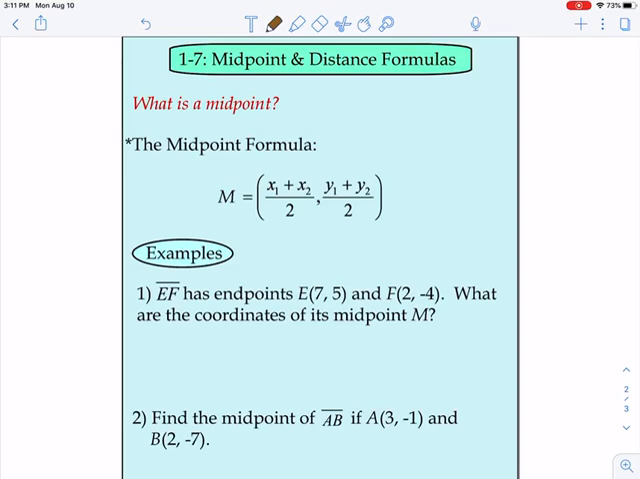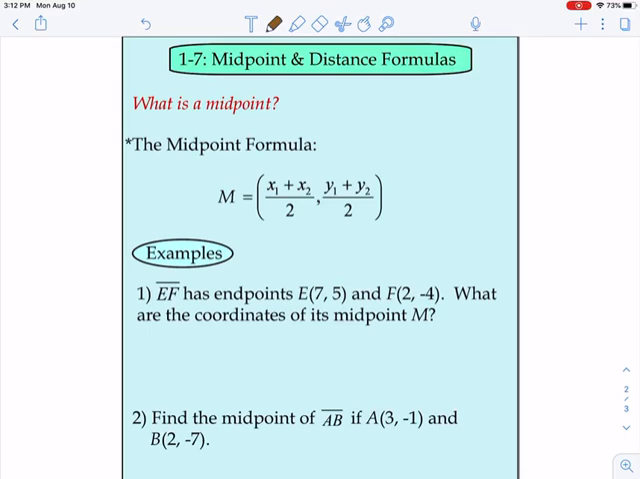So 1-7 is going to be about midpoint and distance formulas. So what is a midpoint? A midpoint is going to be the point that is in the center of the line that divides the line into 2 equal pieces. So when we're talking about the coordinate plane and ordered pairs, we have what's called the midpoint formula. And the midpoint formula is m equals x1 plus x2 divided by 2, and then y1 plus y2 divided by 2. Again, we're talking about ordered pairs here, x comma y.